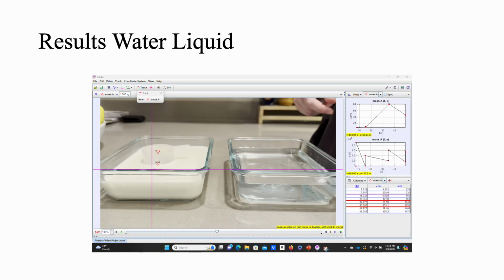Okay, so here are the results for the milk. Again, I got the slide switched up, so it says water at the top, but it's milk. Here the measurements show the height of the object when it first touched the liquid and the height of the object when it was submersed.